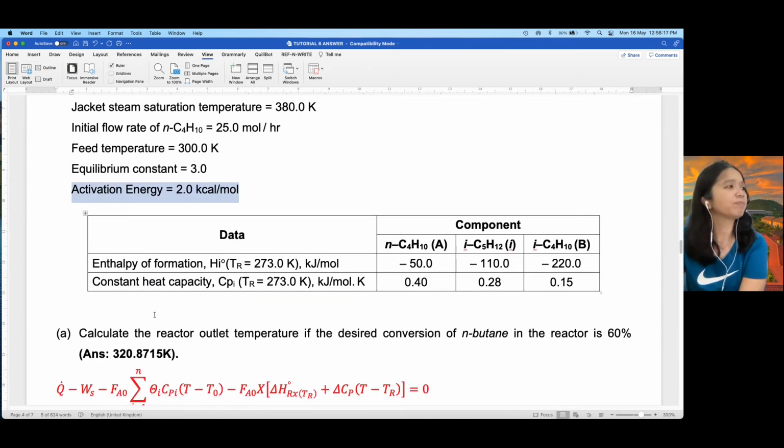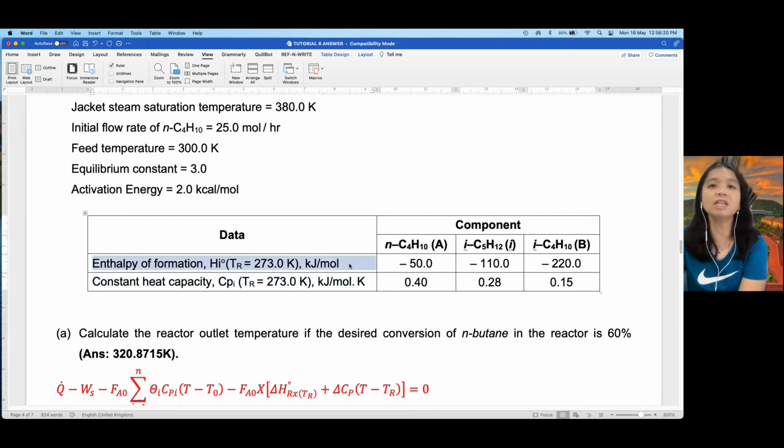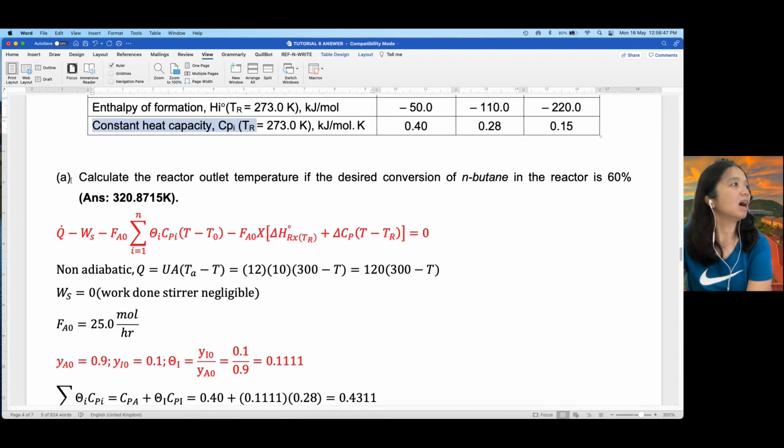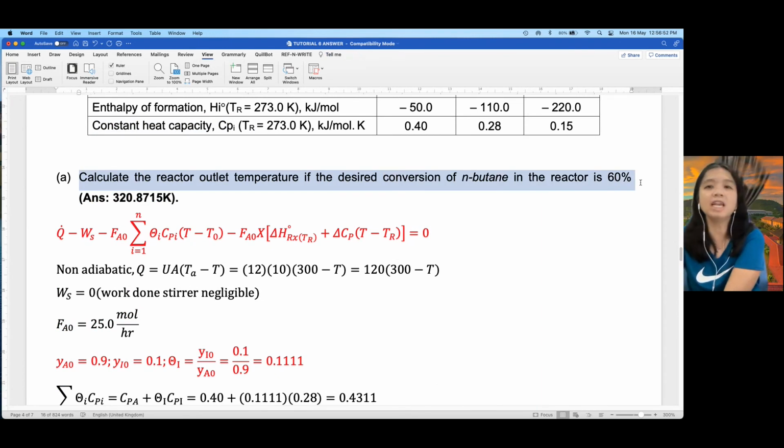Next, they give us the enthalpy of formation. Again, if given the enthalpy of formation, we will use it to find the heat of reaction. The reference temperature is given as 273, so TR is 273. In the second row, they give us CP for A, CP for B, CP for C. This is to find the delta CP, and to find the summation of theta I CPI we will also use this CP.